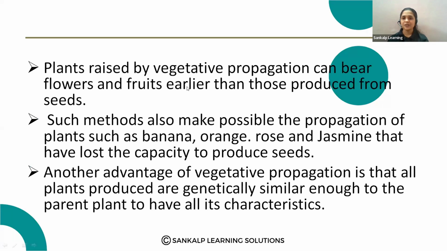Plants raised by vegetative propagation can bear flowers and fruits earlier than those produced from seeds. So this type of vegetative propagation will be helpful for the production of flowers and fruits earlier than the plants which are produced by seeds. Okay, we can get the flowers and fruits earlier compared to the plants which are produced by seeds.